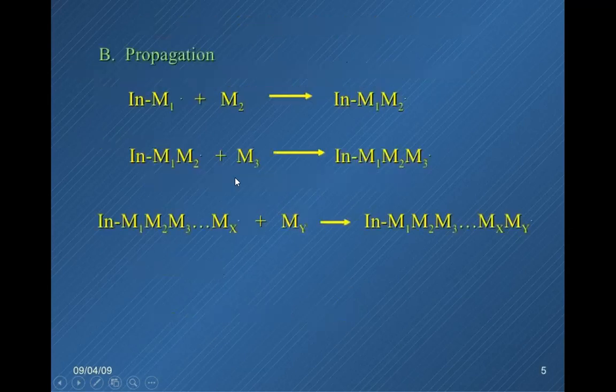Next, coming to the propagation step, whatever product formed in the initiation step reacts with another monomeric unit, and it forms a chain growth process with the radical. After the bond formation between monomer 1 and 2, it reacts with another monomeric unit, and in this way the chain growth takes place, up to Mx.